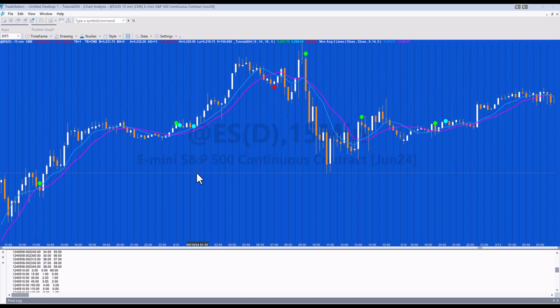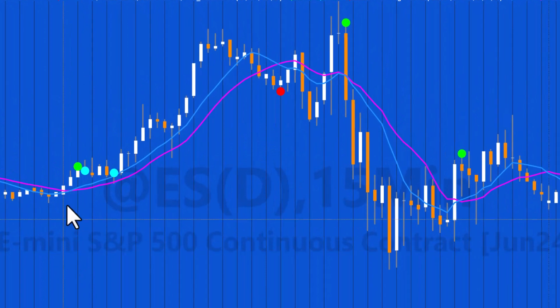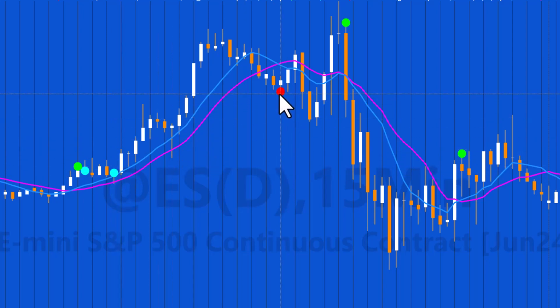The first thing we're going to look at is a show me study. What that show me study is doing is looking for a cross of the moving average, and then within so many bars it's looking for a doji. You can see there's a doji immediately afterwards, and then one after that, and then within a certain number of bars it's looking for a bearish harami, and you'll see we've got one of those here, indicated by the red dot.